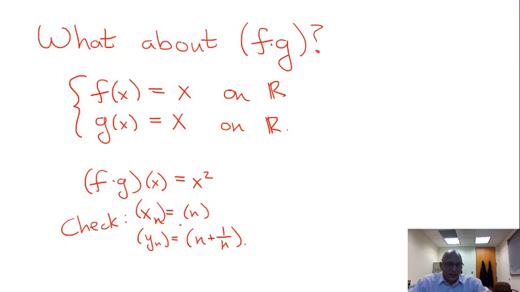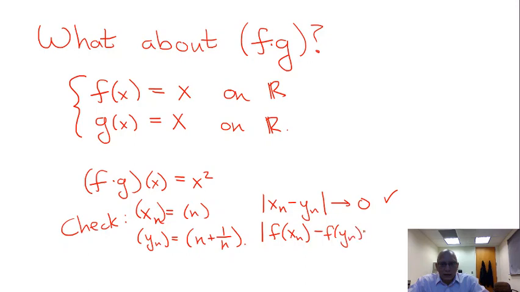So these are the exact same sequences that I took for the x cubed example we did in class, right? So maybe you should check that the absolute value of x_n minus y_n does indeed go to 0, but I claim that this square is going to mess us up. So the absolute value of f of x_n minus f of y_n equals, what do we get? I plug in the x's to get n squared, minus, plug in the y's, I get n plus 1 over n, squared. What's this equal to?